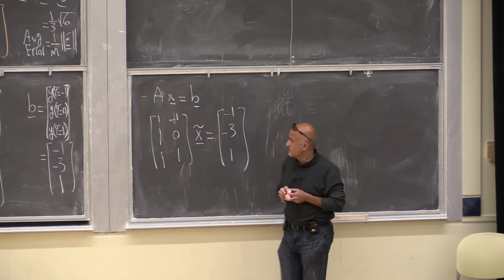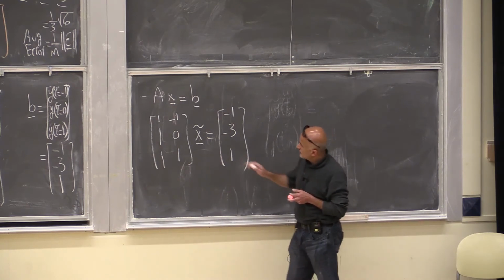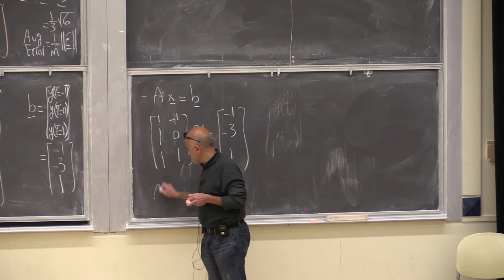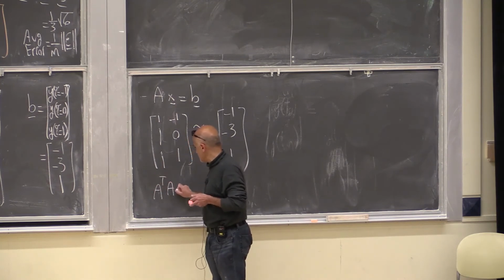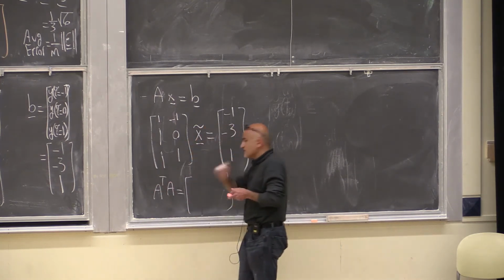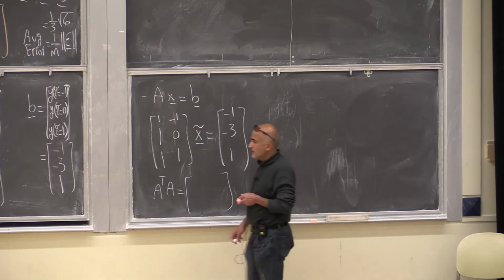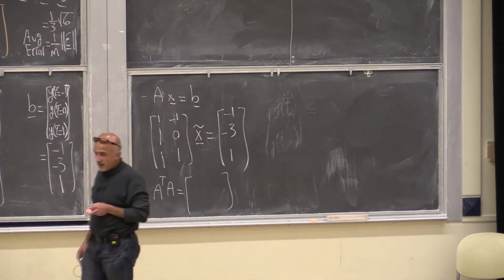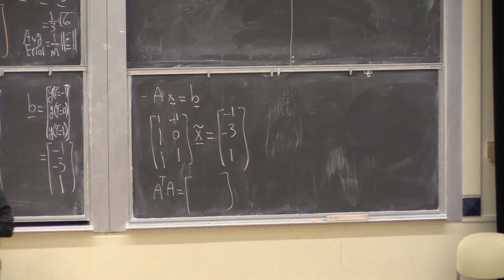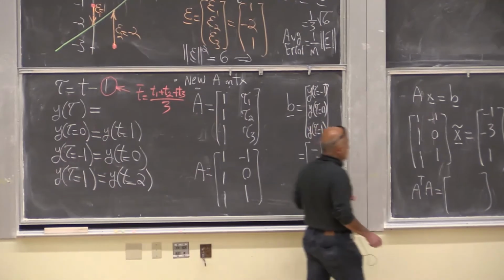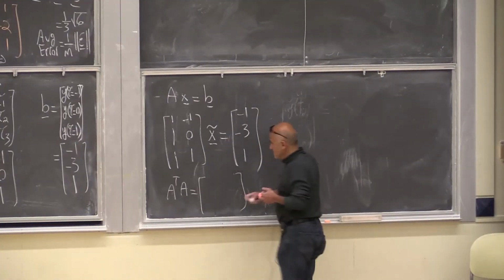It has a different set of parameters. Now, what's special about this A? When I do A transpose A, what do I get? What kind of a matrix do I get? Diagonal. Is it easier for you to invert a diagonal matrix? Mm-hmm. So, can you compute this matrix?